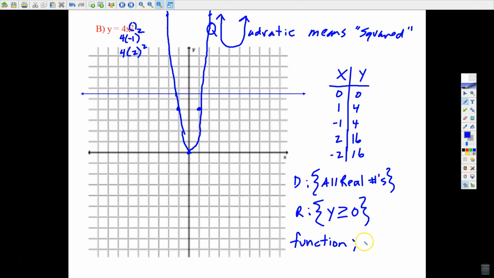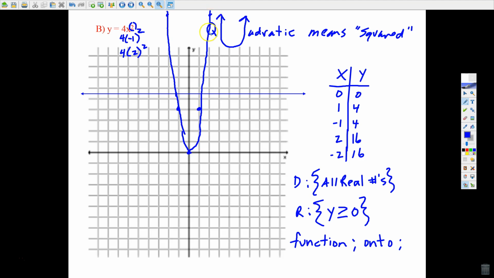Okay, but it is onto. So you can see that it is onto because again, all the potential y values for this function are being used. And then the last thing to do is to determine whether it's discrete or continuous.